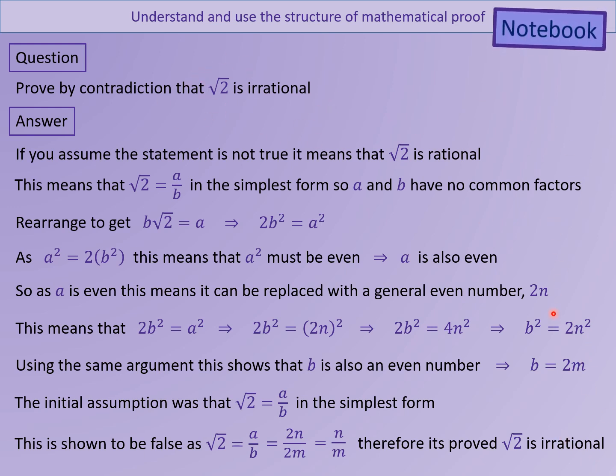So try to learn those key steps. Change it to algebra, show that it's not in the simplest form. Make sure you write that statement down that a and b have no common factors, or a and b in the simplest form. And make sure you use it by proof by contradiction. Okay, make sure you've got done what you need.